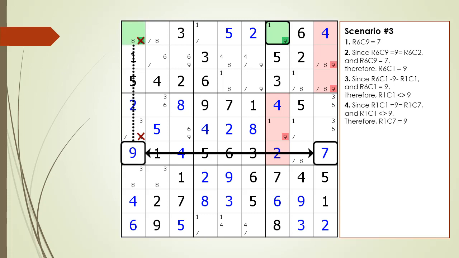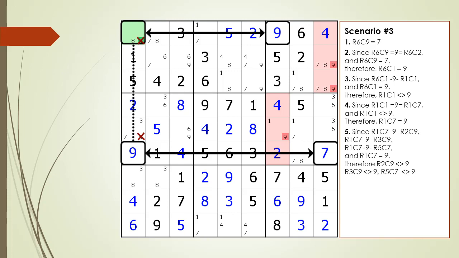And if cell 1, 1 is not 9, then cell 1, 7 must have a value of 9 in it because of the either-or link between the two cells. And if cell 1, 7 has a value of 9 in it, then all the target candidates in the kill zone are killed.